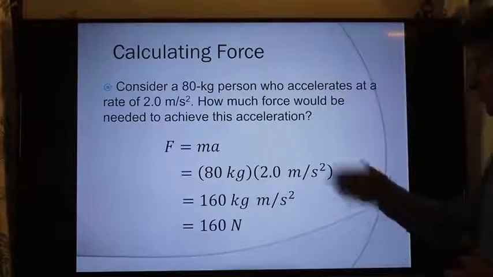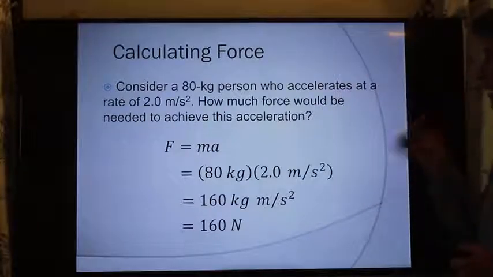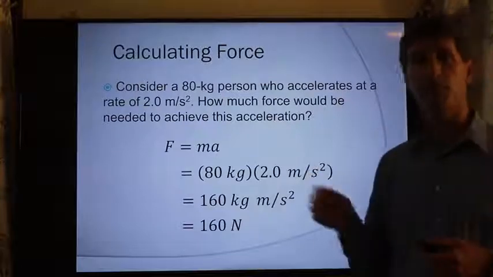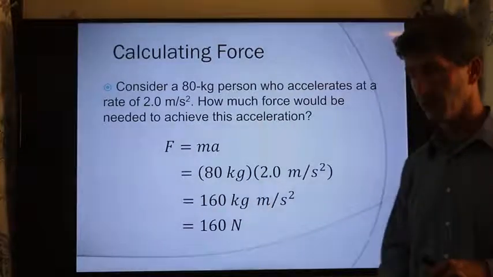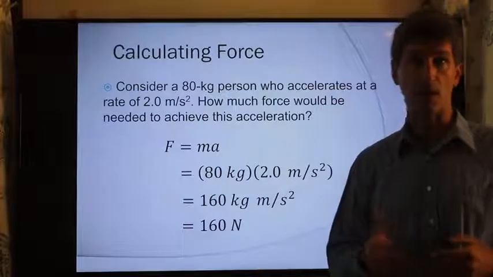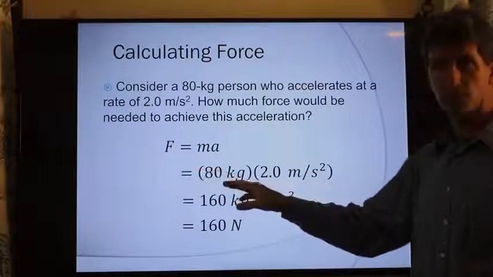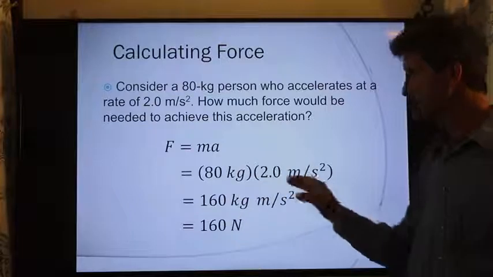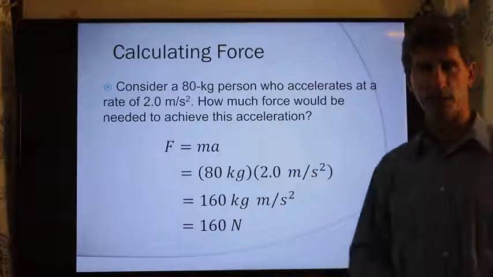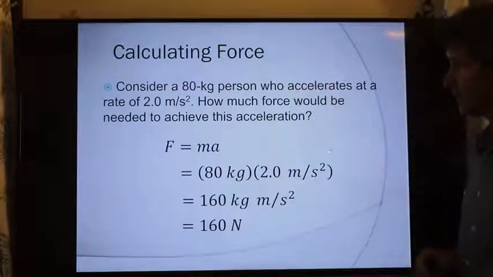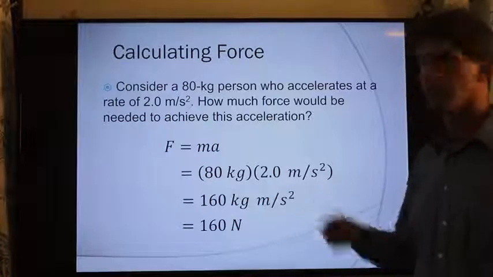Consider an 80 kilogram person. We'll just do the calculation of the magnitude. How much force would be needed to achieve an acceleration of 2 meters per second squared? We're talking about net force. What's the total force that we need to get an 80 kilogram person moving with an acceleration of 2 meters per second squared? Very simple. Sum of the forces we're looking for. Mass, 80 kilograms. Acceleration, 2 meters per second squared. 80 times 2 is 160. Kilograms meters per second squared is equal to the newtons. So for an 80 kilogram person to accelerate at 2 meters per second squared, we need a net force, a total force of 160 newtons.